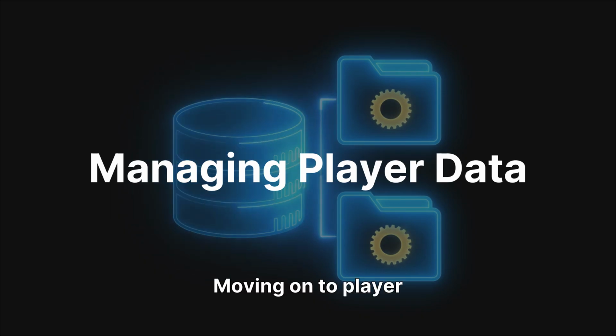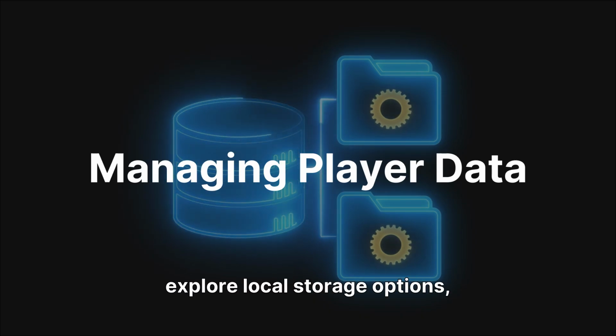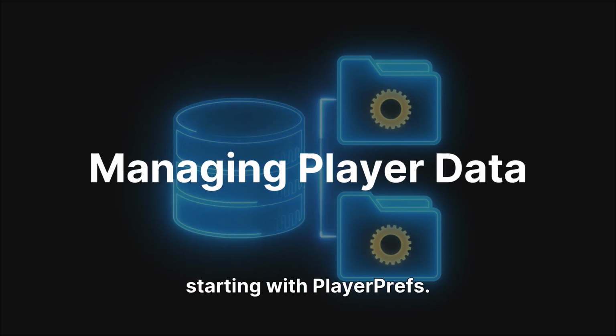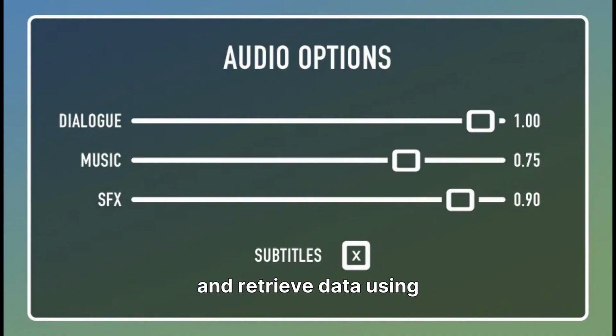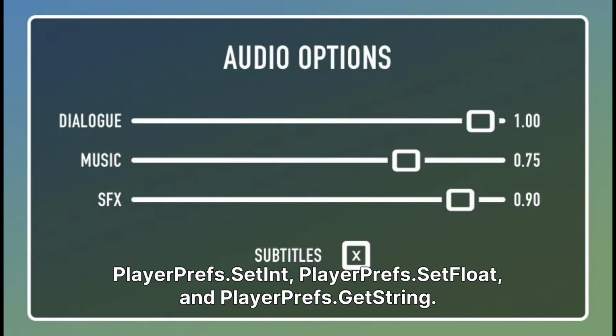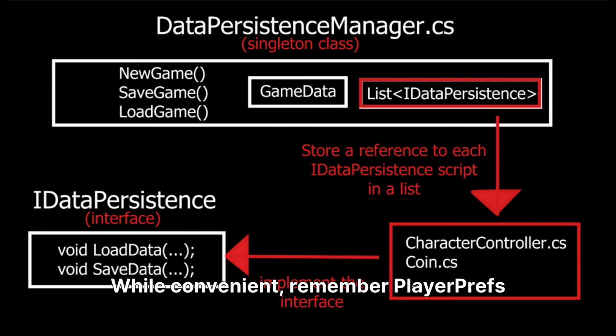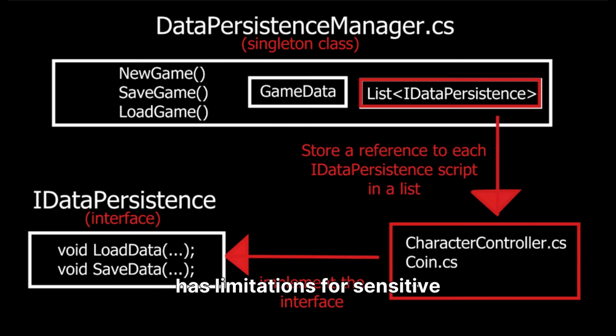tools. Moving on to player data management, we'll first explore local storage options, starting with PlayerPrefs. PlayerPrefs is ideal for storing simple data like settings, preferences, or high scores directly on the user's device. Here's how to save and retrieve data using PlayerPrefs.SetInt, PlayerPrefs.SetFloat, and PlayerPrefs.GetString. While convenient, remember PlayerPrefs has limitations for sensitive or complex data due to its local and unencrypted nature.